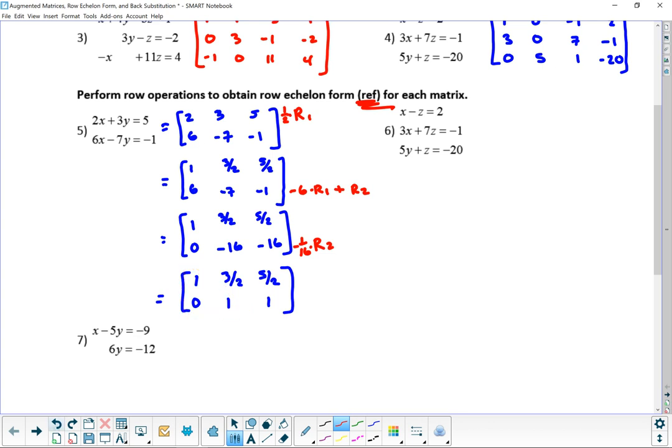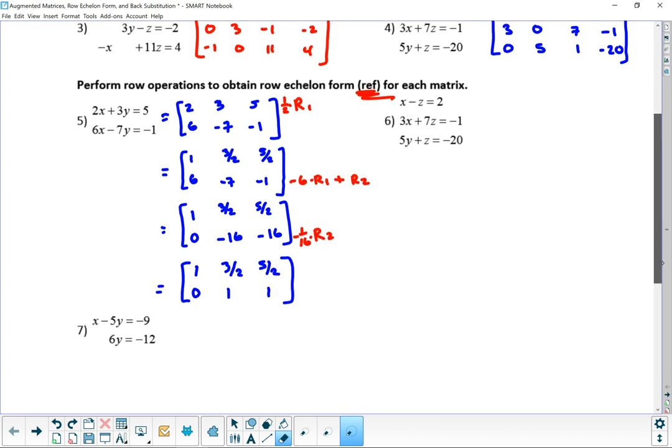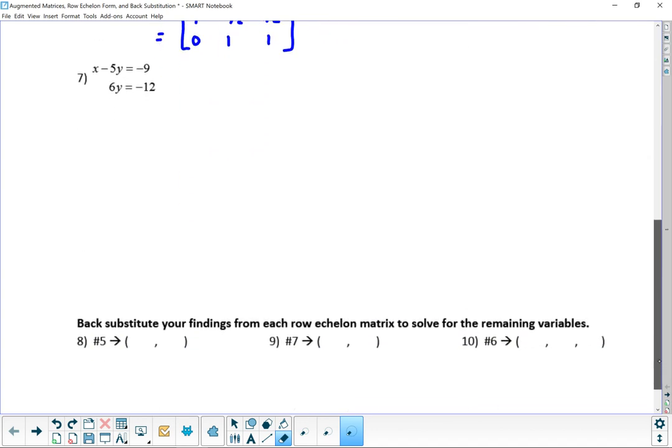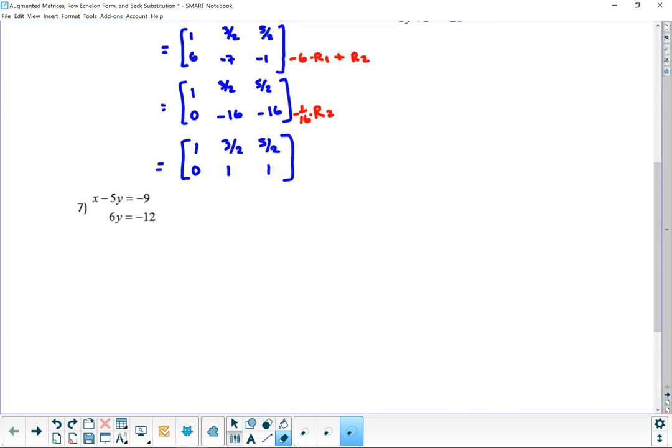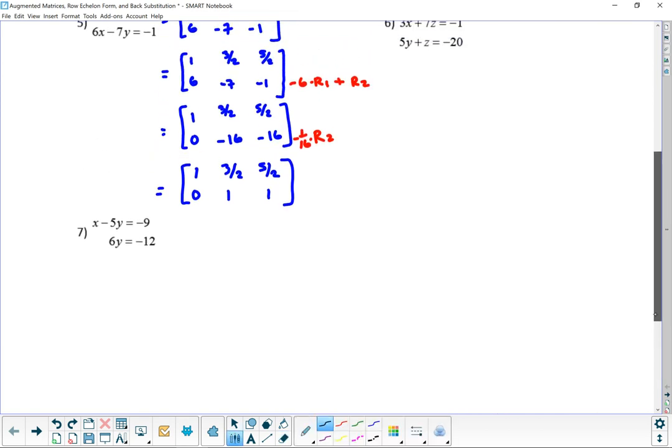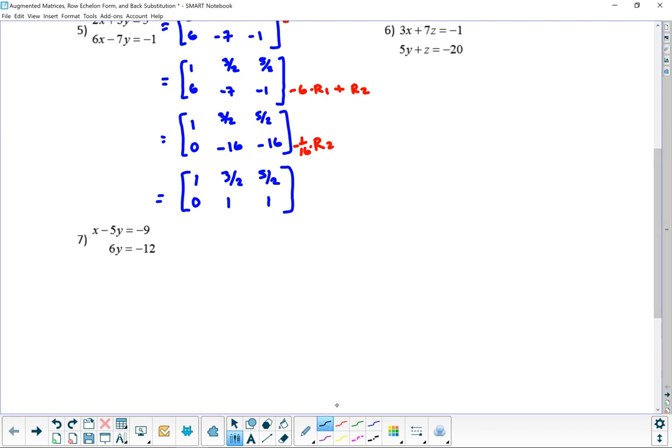So we reached row echelon form. Now, actually, we're not even solving it. Actually, we are solving it. If I remember down there, number 8 says do back substitution. So far, number 5. So we will have to solve it anyway. So I'm going to kill 2 birds with 1 stone.